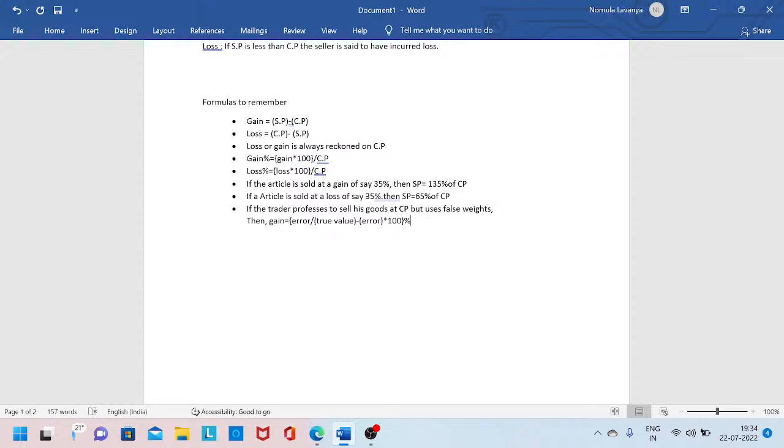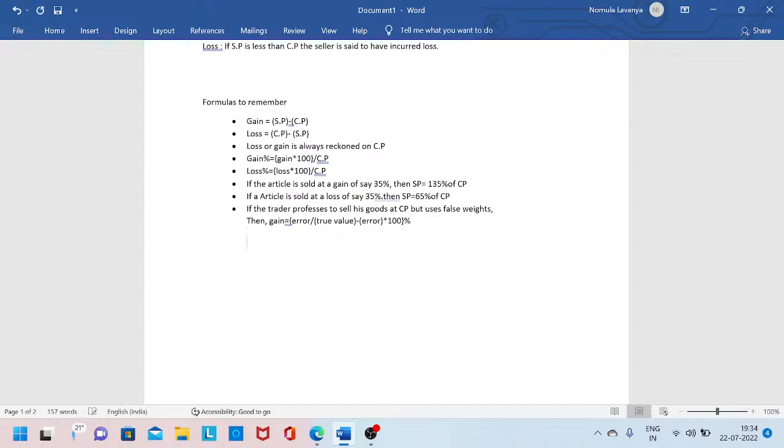Suppose the article is sold at a gain of say 35%, then the selling price equals 135% of cost price. If the article is sold at a loss, say 35%, then sales price equals 65% of cost price. If the trader professes to sell his goods at cost price but uses false weight, then gain equals error, true value minus error, into 100. Okay, so these are the formulas to be remembered.